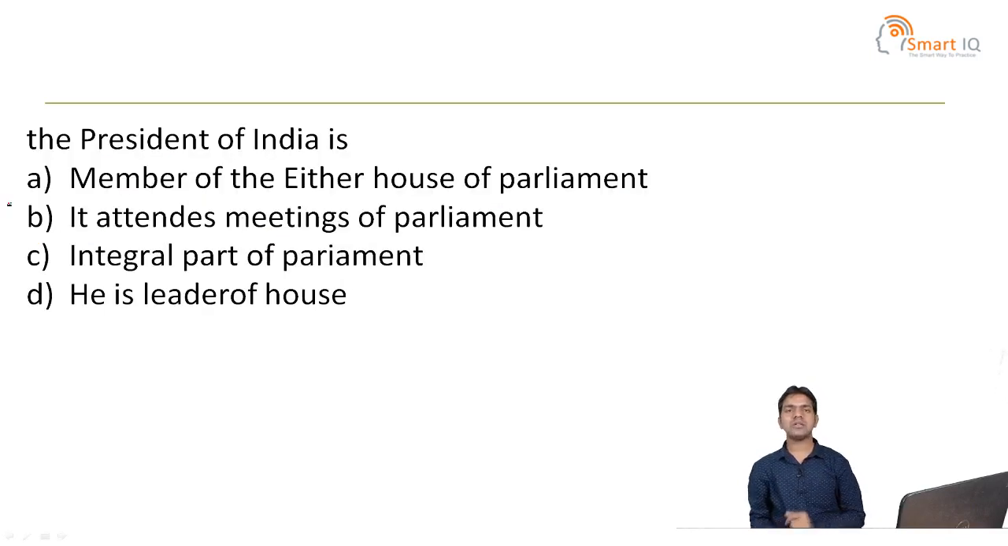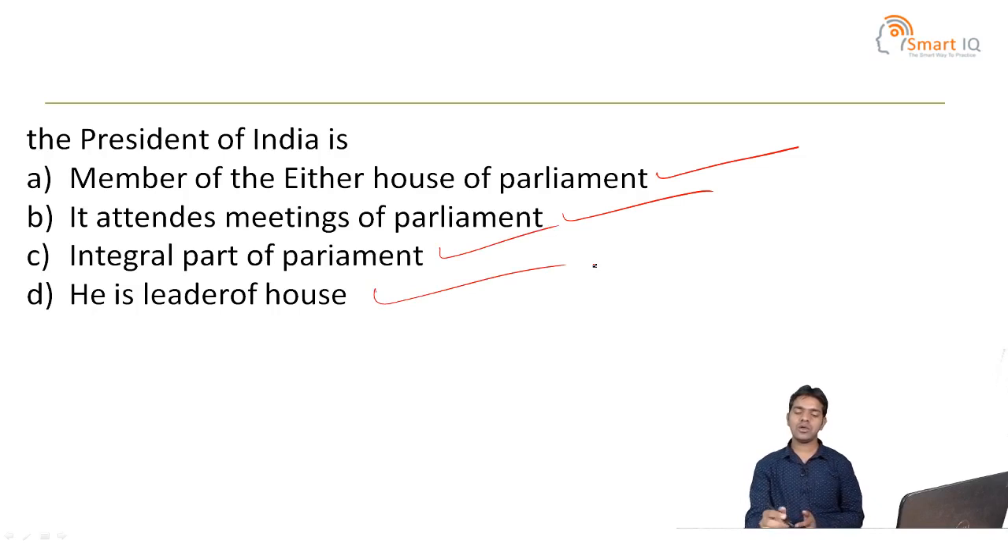So next question, the President of India is a: option A, member of either of the houses of Parliament. Option B, attends the meetings of Parliament. Option C, integral part of the Parliament. Option D, leader of the House. So here option C is the correct answer.